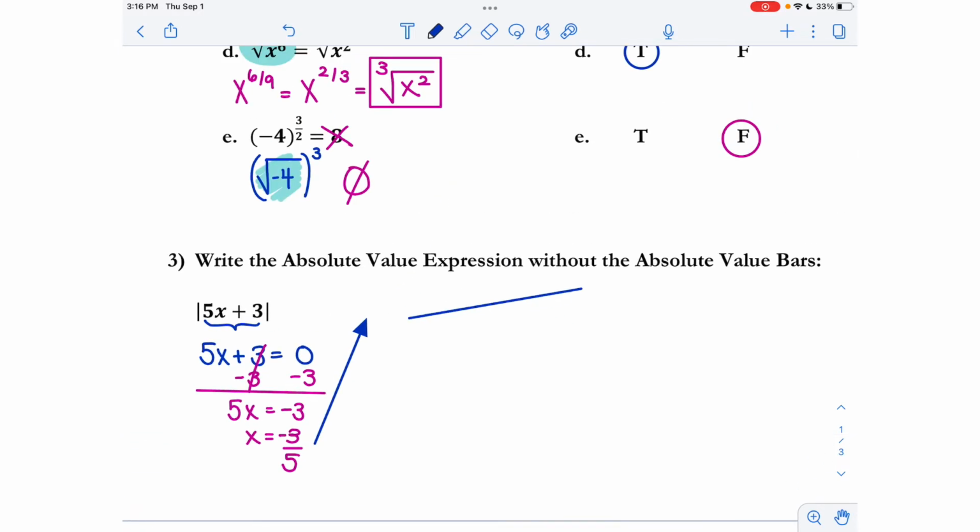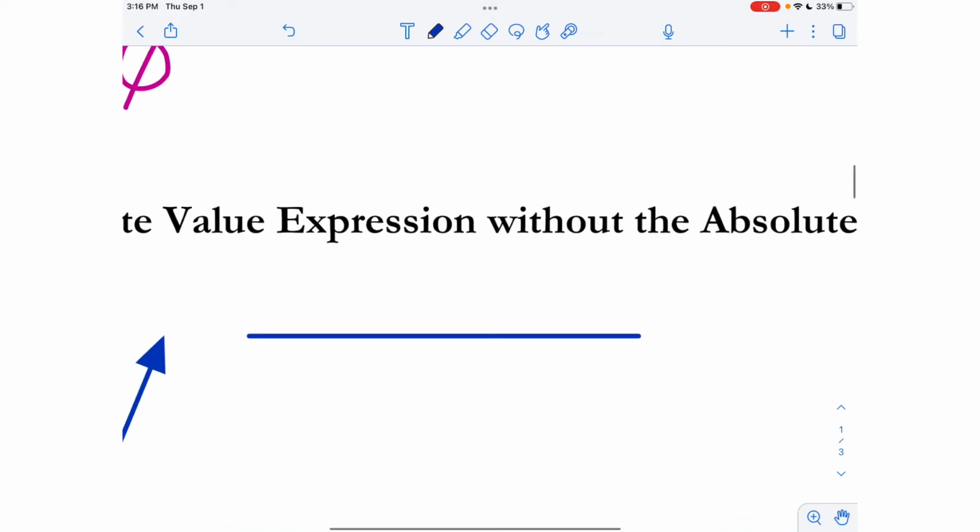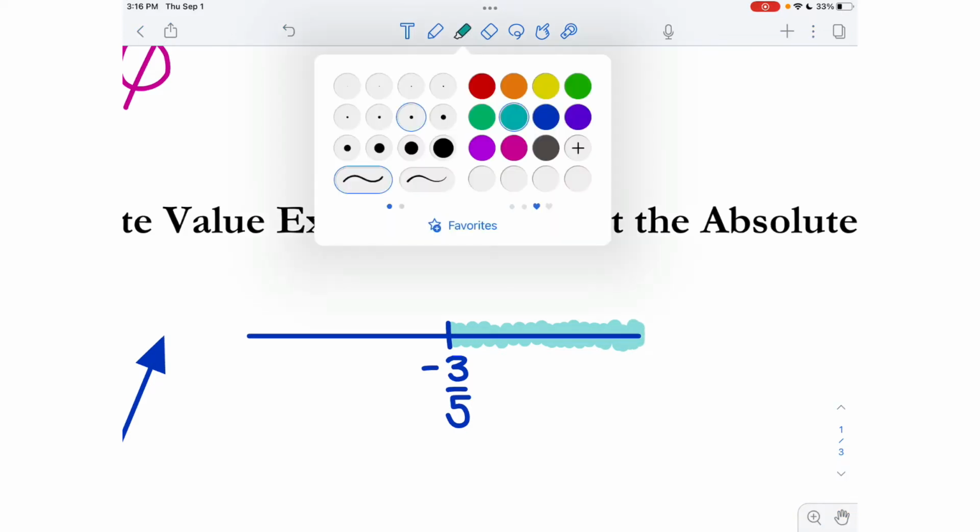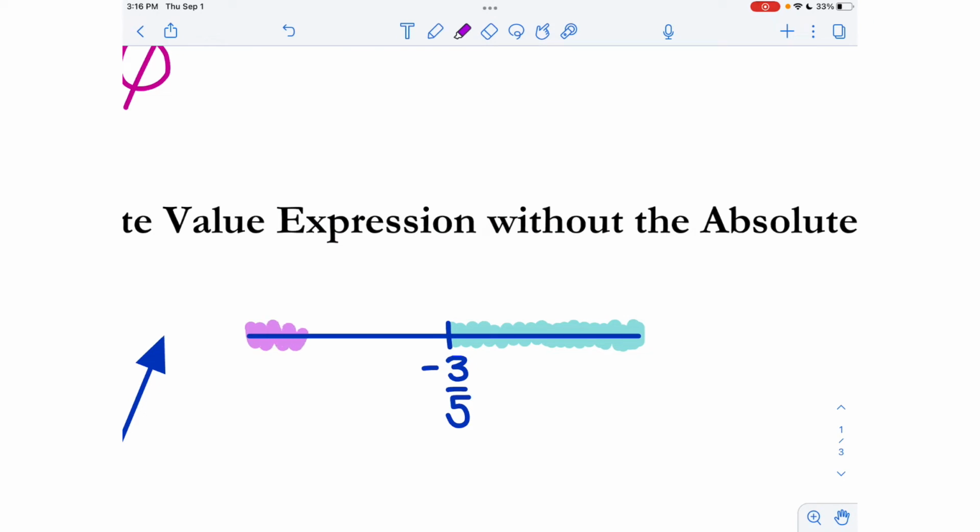If I have a number line and I throw -3/5 on there, then something is going to be happening over here. Either every number I plug in over here is going to be positive or it's going to be negative inside that absolute value, and then the opposite will be true over here. So let's just plug in a number and see which is which.